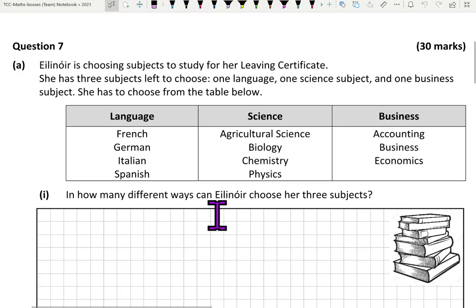Okay, welcome back, students. So we're looking at question 7 from the 2021 paper. Let's read the question and see what it's about, shall we, and what strand of maths is involved.